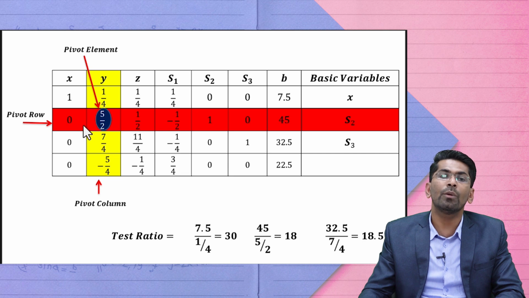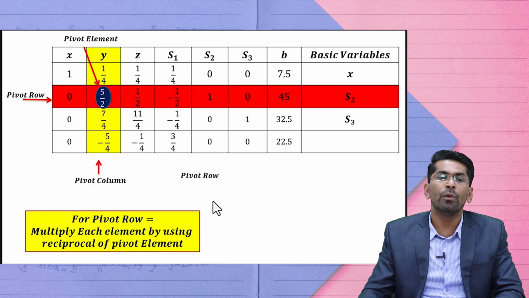So first we are going to consider the pivot row. We are replacing the old values by using the new value, which can be calculated by multiplying each element by the reciprocal of the pivot element. So here the pivot element is 5 by 2, its reciprocal is 2 by 5. We are going to multiply each element in the pivot row by 2 by 5.